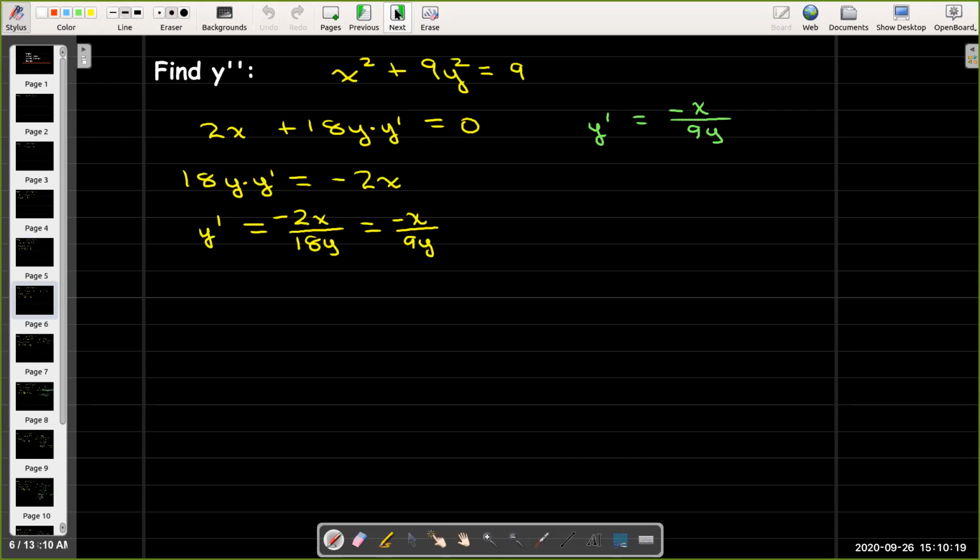So starting with y prime equals negative x over 9y, I am going to use the quotient rule. So y double prime will be the derivative of the top, which will just be negative 1, times the bottom, which is 9y. Now subtract the top, which is negative x, times the derivative of the bottom, which will be 9y prime, all over the bottom squared.